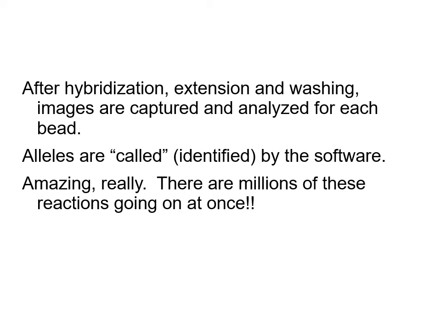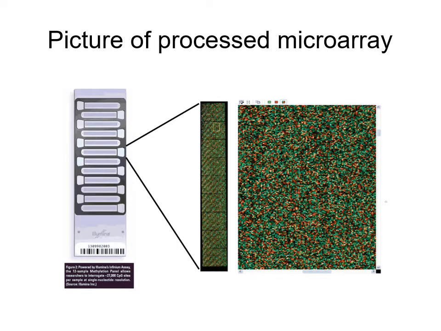Okay, so the alleles are identified or called by the software, and it's amazing how they do this. Here's a picture of one of the arrays, and this one has room for 12 samples. Each horizontal bar represents an array for one particular person's sample. And the picture to the right shows the teeny little dots that are represented by the beads.